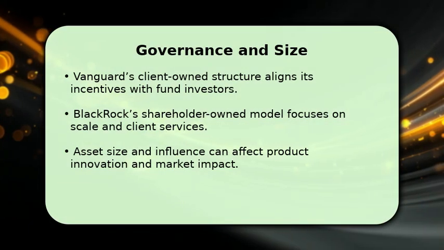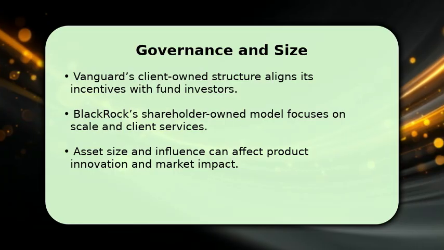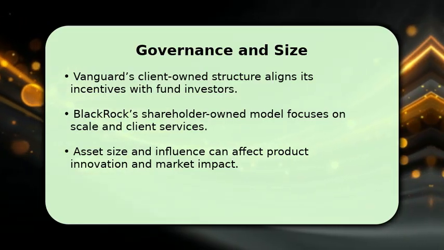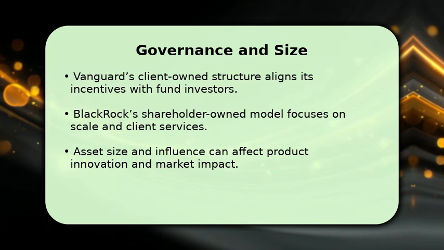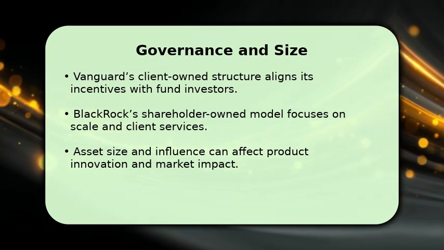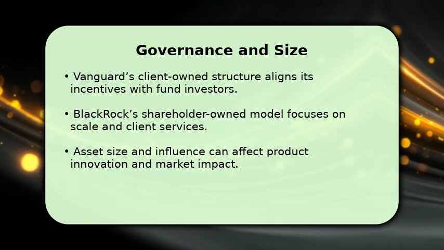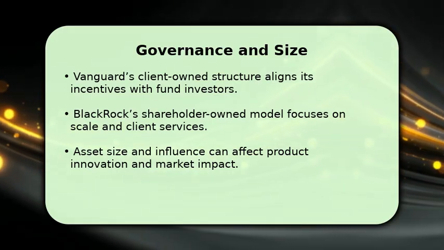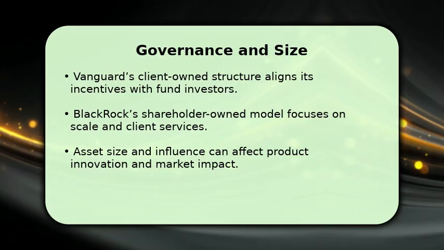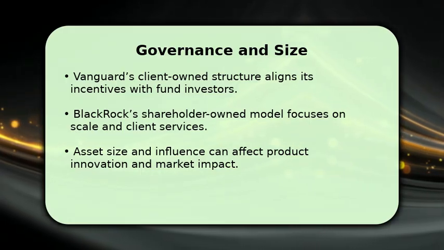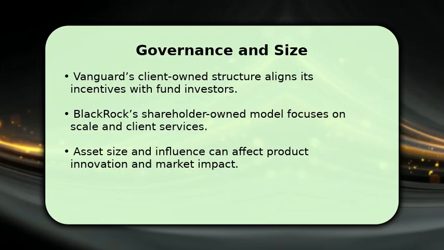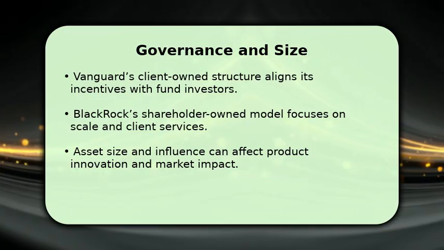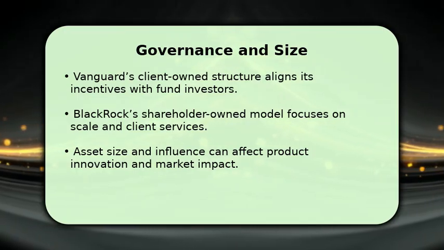Explain governance differences in simple, relatable terms for investors seeking clarity. Describe how Vanguard's mutual ownership can lower conflicts of interest and how BlackRock's corporate structure supports broad service offerings and technology. Note that each firm's size influences market presence, product innovation, and client access to institutional tools. Offer practical questions viewers can ask themselves to match governance characteristics with their investing priorities.